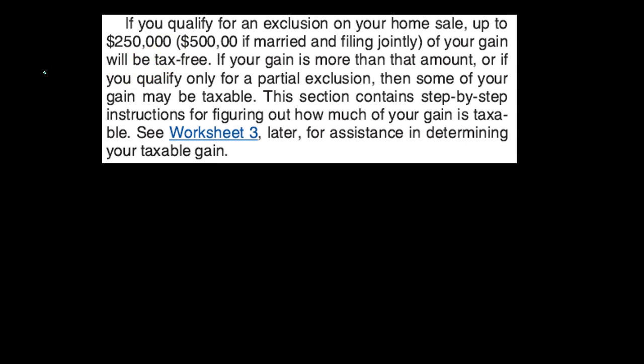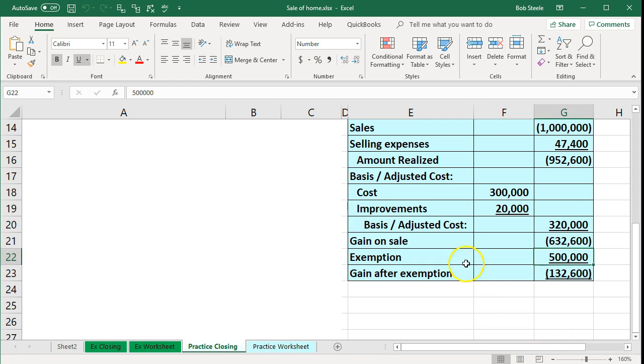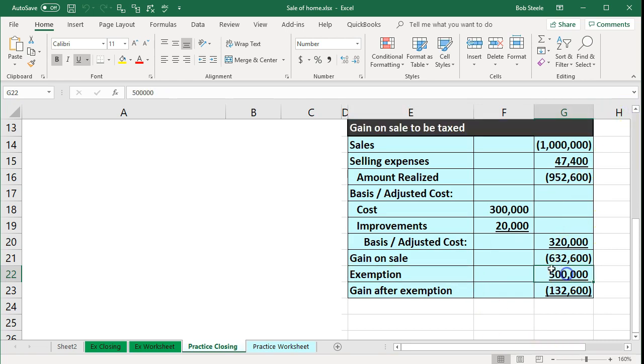If your gain is more than that amount, or if you qualify only for a particular exclusion, then some of your gain may be taxable. So again, that's going to be the major component here with the home sale, the exclusion. That's going to be the major benefit we have. Note where it is in the calculation. It's going to be down on the bottom.